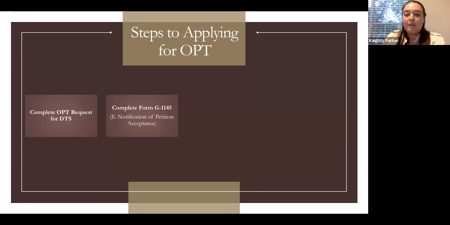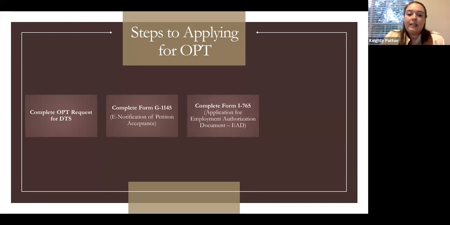The next thing you're going to do is complete the form G-1145. This is basically your electronic notification that you're applying for OPT, and you will have to submit that. And then the other thing you have to fill out is the form I-765. This is your application for your EAD card.